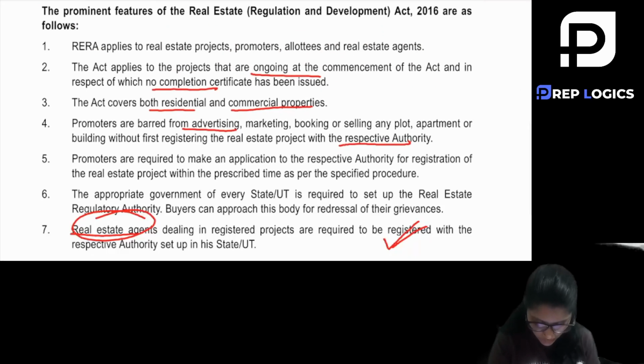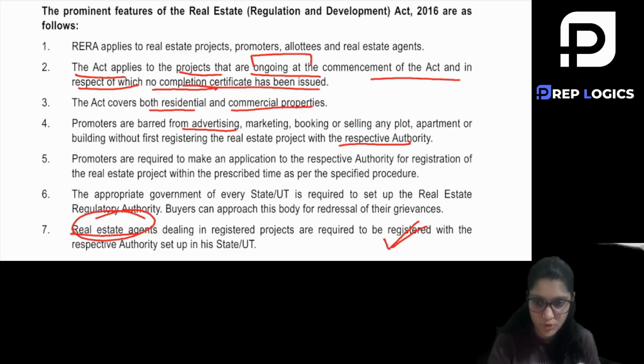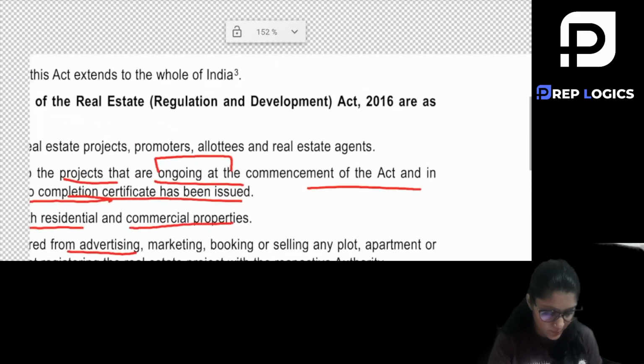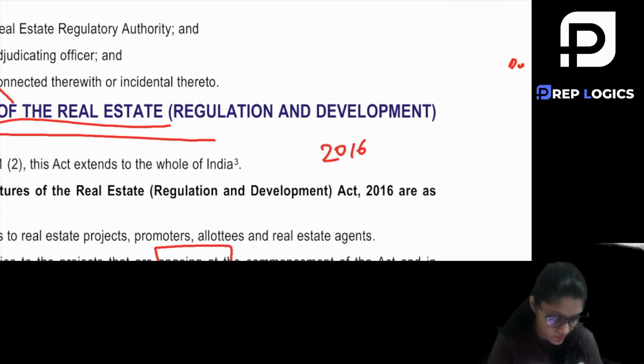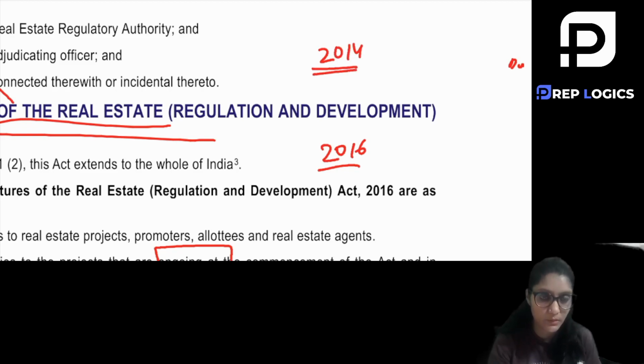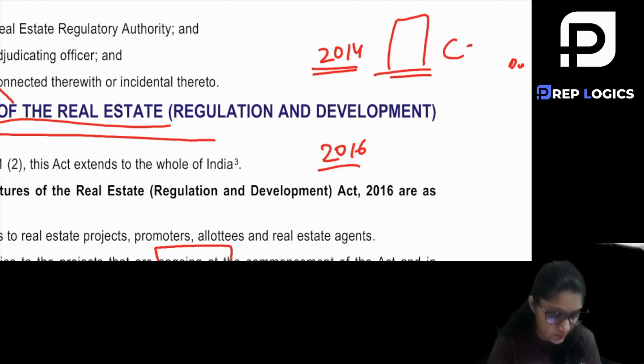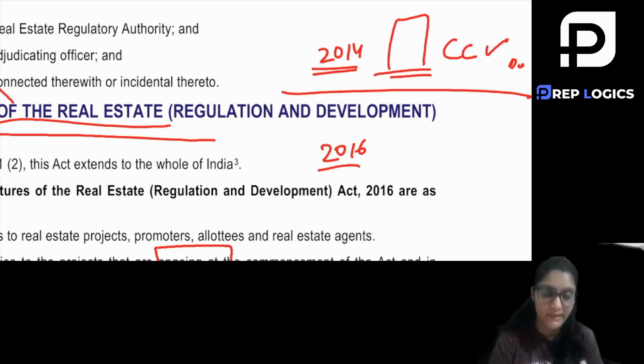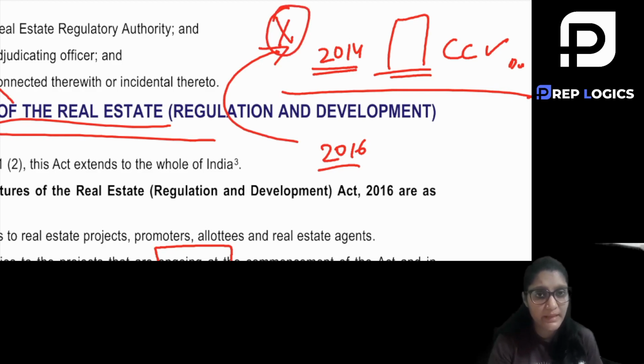Now the act applies to the projects that are ongoing at the commencement of the act, and in respect of which no completion certificate has been issued. What does it say? This particular act came into force in 2016, but suppose there is a building which was built in 2014, the building is built and the completion certificate has also been obtained. Can RERA apply to these kinds of properties which were already built before the commencement of this act? It says no. The RERA Act will not apply to a building that has obtained its completion certificate before the commencement of the act.